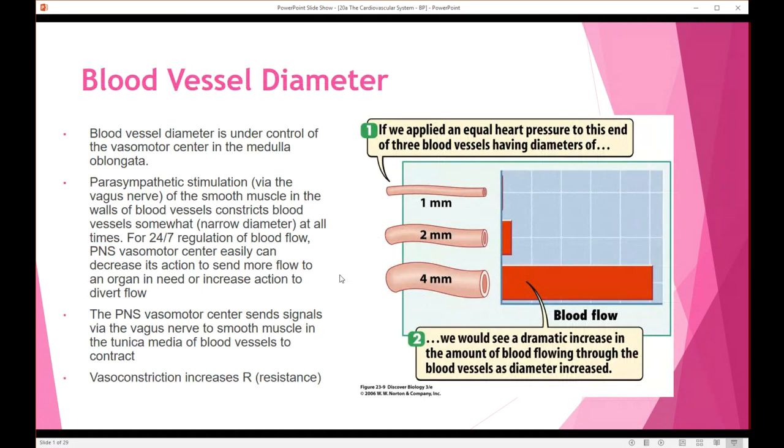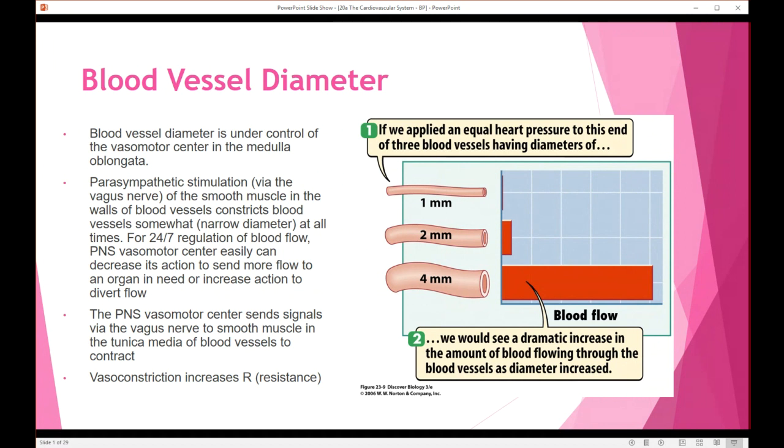So blood vessel diameter is under control of the vasomotor center, which is found in the medulla oblongata. So we have that parasympathetic stimulation via our vagus nerve of the smooth muscle in the walls of the blood vessels. It constricts the blood vessels somewhat, kind of at all times, right? So this gives us a 24/7 regulation of blood flow. So the parasympathetic nervous system can actually decrease the action when we need more flow.